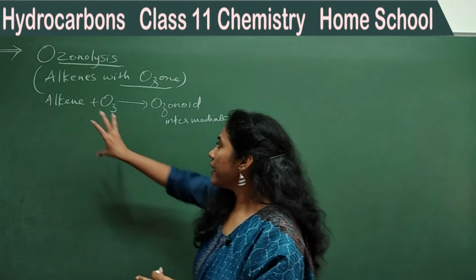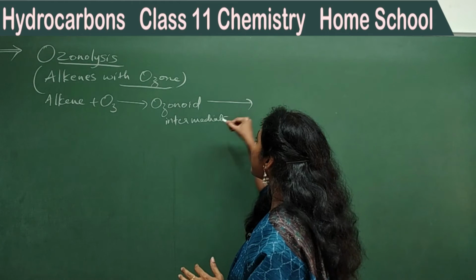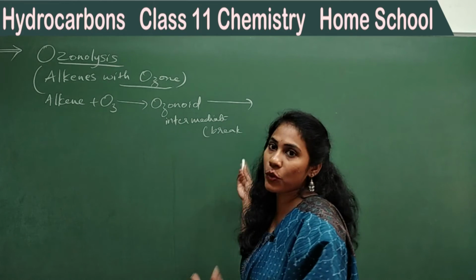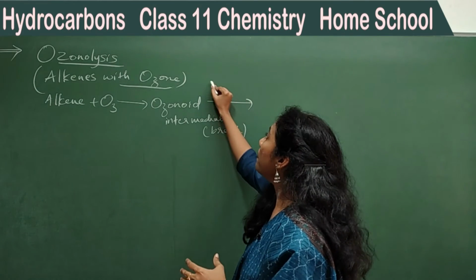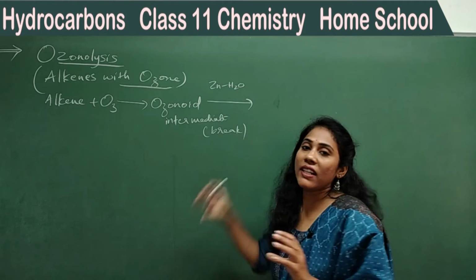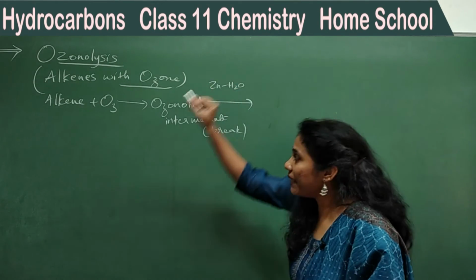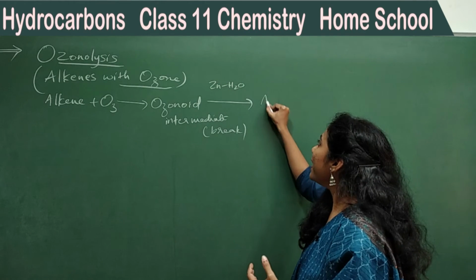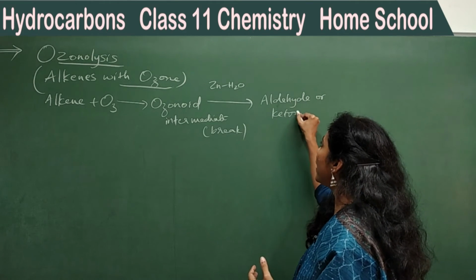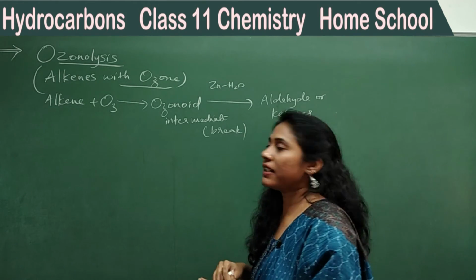Clear? Alkene on reaction with ozone initially gives the ozonoid intermediate. Later, this ozonoid intermediate will break down. It is very much unstable. Easily you can break it with the help of zinc and water. Here actually you are doing a reduction, so zinc and water act as a reducing agent. On reduction, you will get your final products. Depending on the alkene, you can get either aldehydes or ketones as the final products. Clear? So let's understand with one particular example.